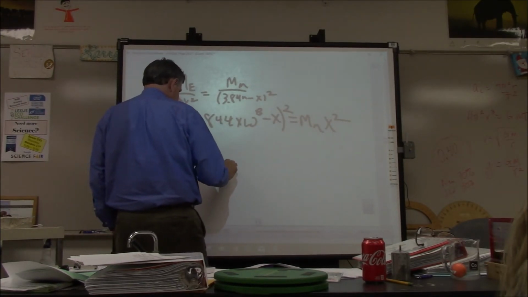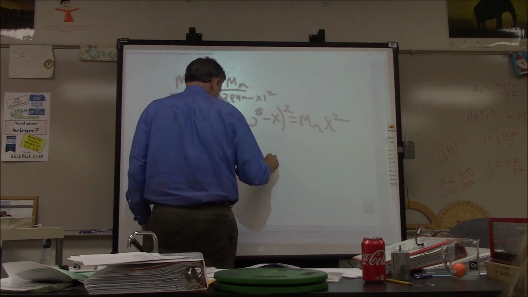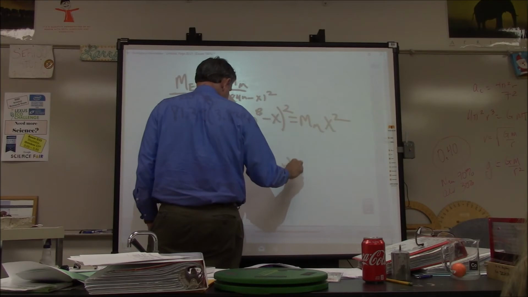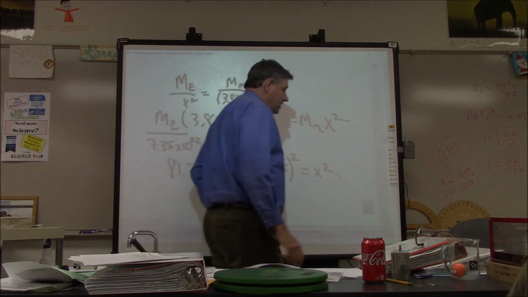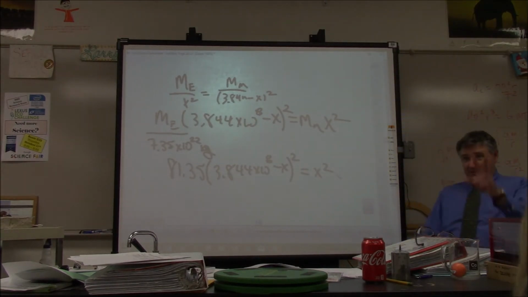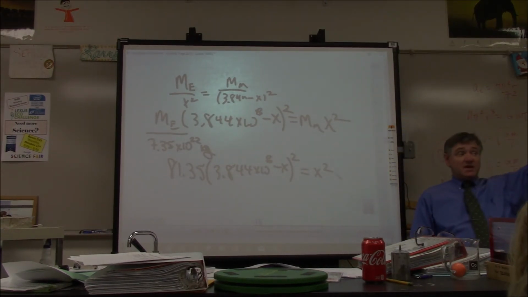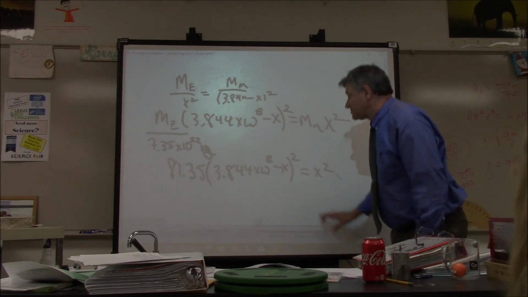And then I got 81.35 times 3.844 times 10 to the 8th minus x, quantity squared, equals x squared. Now at this point, you can solve this two different ways. I'm going to show you both ways. How you choose to solve it doesn't make any difference to me. Okay? So here's option number one.